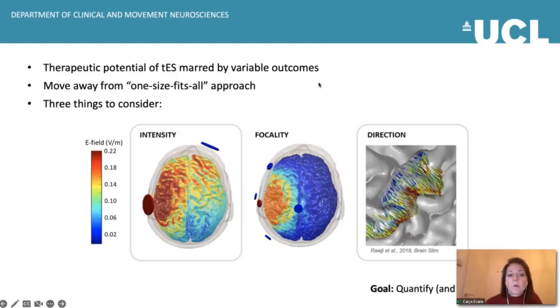In particular, using models, we can now consider, for example, these three components. Intensity: where are the peak intensities in the brain? Focality: how distributed are these peaks depending on electrode montage? And also direction: what orientation is current flowing in our region of interest? I'm just going to talk briefly about research aimed at quantifying and reducing the variability in intensity and direction.